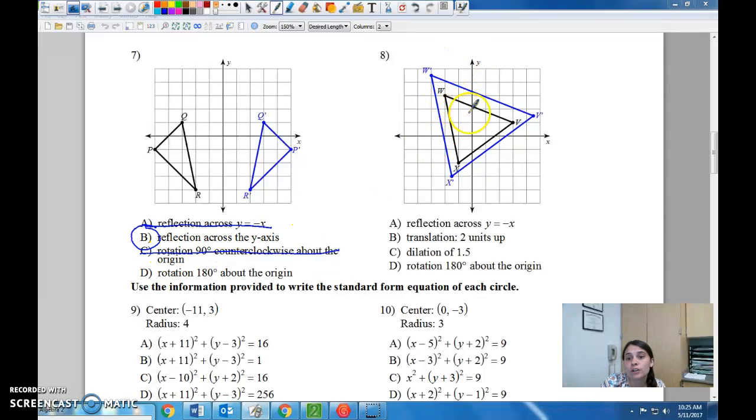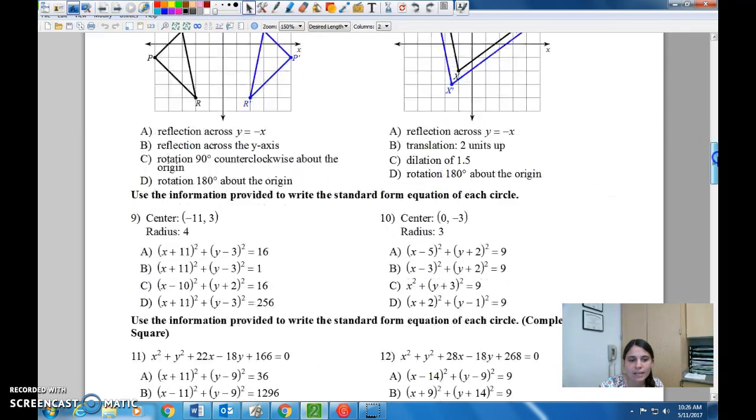Number 8 is the first one where I see a size difference, which immediately screams dilation. And the only dilation option is C, dilated by 1.5. So if I took this point 3 and multiplied 3 by 1.5, that would be 4.5. And this point does go to 4.5. So I can double check to make sure that dilation's correct.